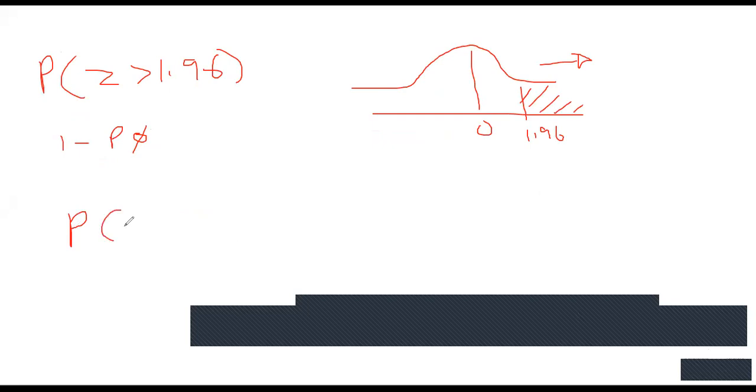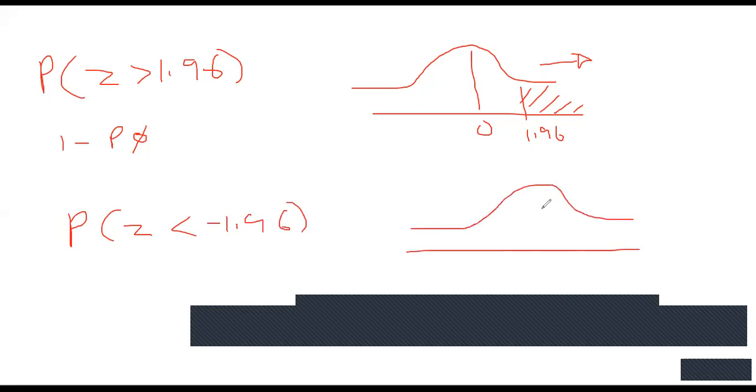Z can also be negative 1.96. So this means that we are going to put on the left side of 0. And less means what? Shade left. So even this, since the shading is smaller than 50%, we are going to subtract. So far, we together, any questions?